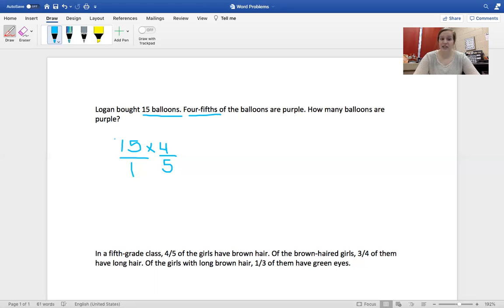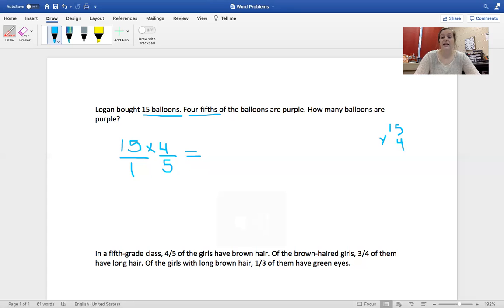Now I have two fractions. Any whole number over 1 is just itself. So if you have 2 times a fraction, put that 2 over 1 in order to be able to solve it. So 15 times 4. If you're not sure, you can solve it like this by stacking.